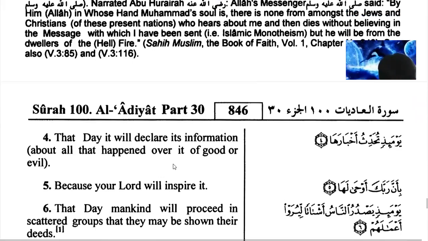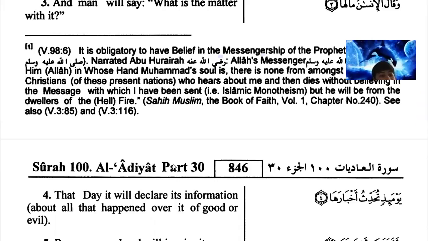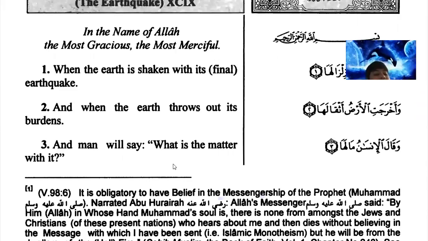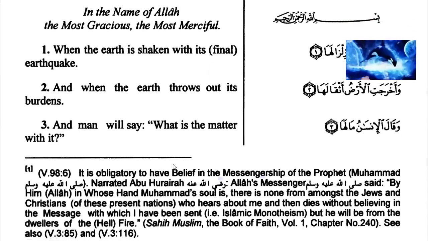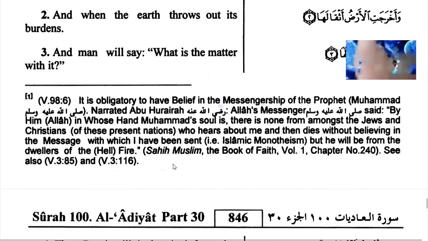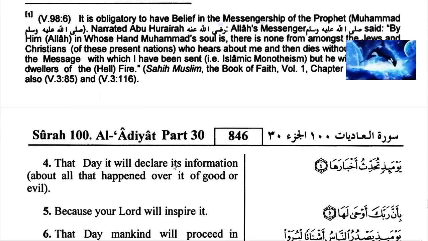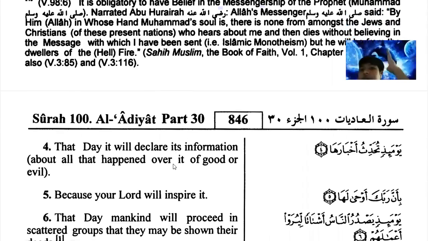Then whatever the earth has seen, whatever the earth hides in it, it will come out of it. You can write it in your own words, no problem. Whatever the earth has seen, it will declare that. Could you say again? Whatever the earth has seen, it will declare that. Just that? Okay, let me write that.